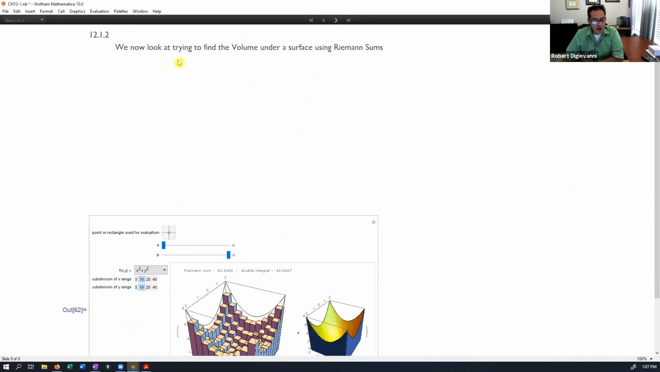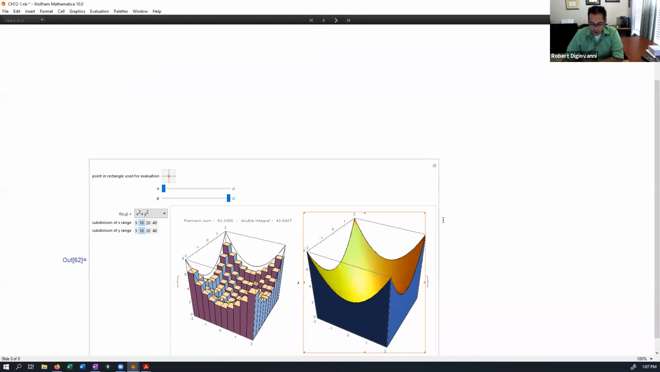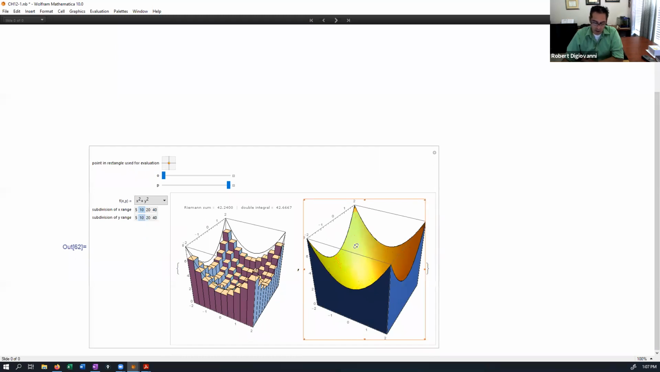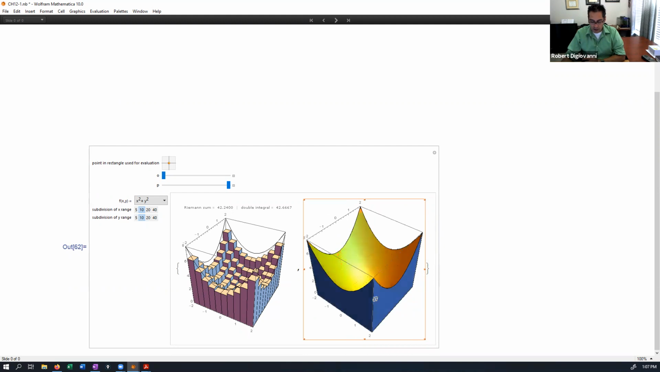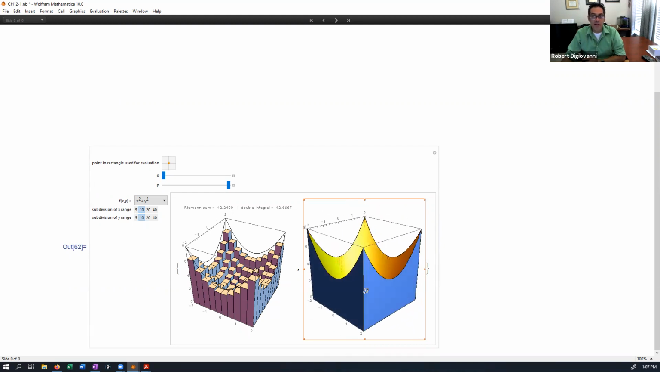So what if we're trying to find the volume under a surface, not the area under a surface, but the volume under a surface using Riemann sums? So take a look at this surface right here. If we wanted to know the volume, the yellowish orange is the surface. And if we imagine projecting that surface down to the XY plane, which is down here on the ground, then we're trying to find the volume of that bluish purplish stuff, okay?